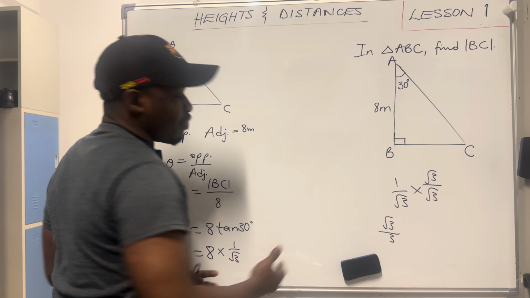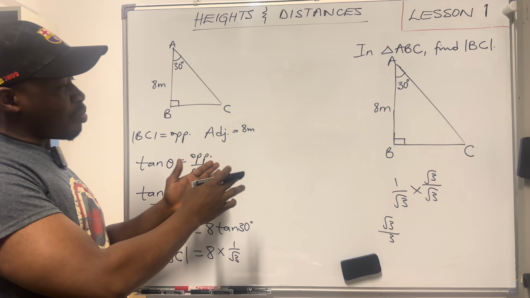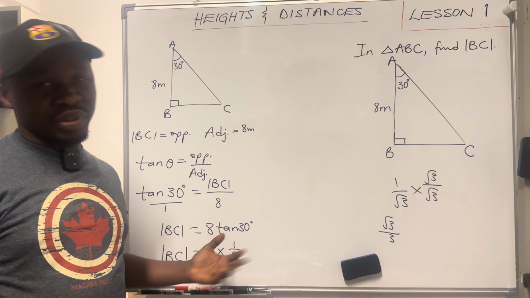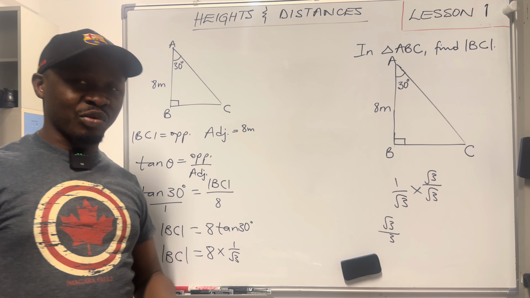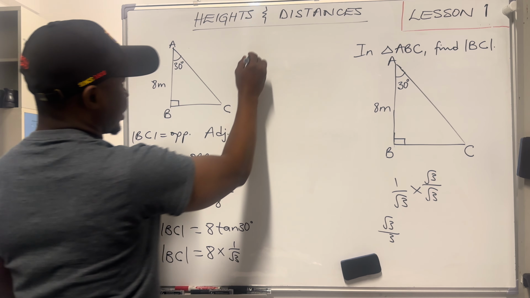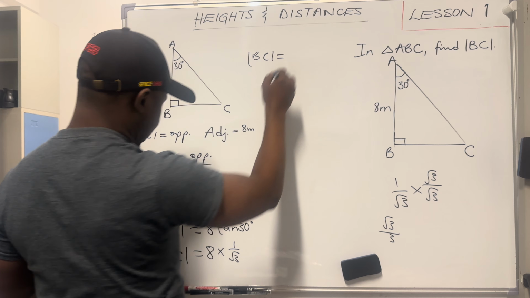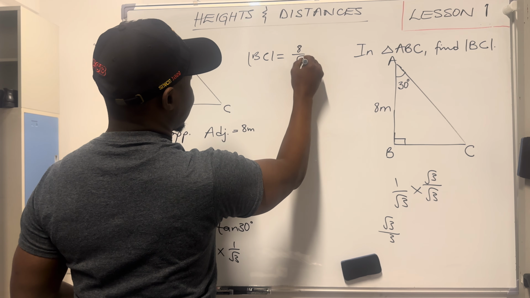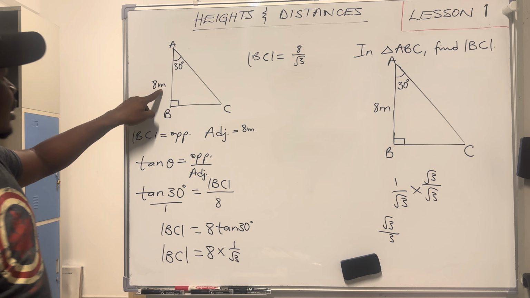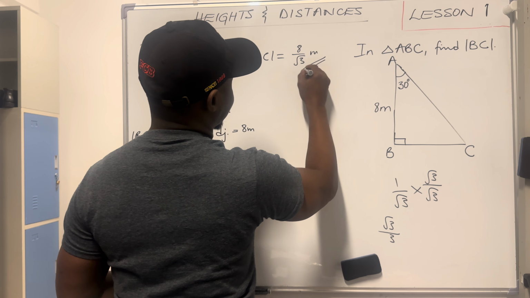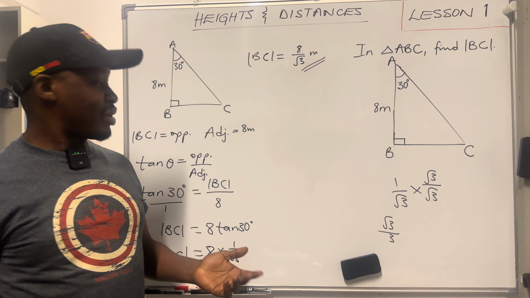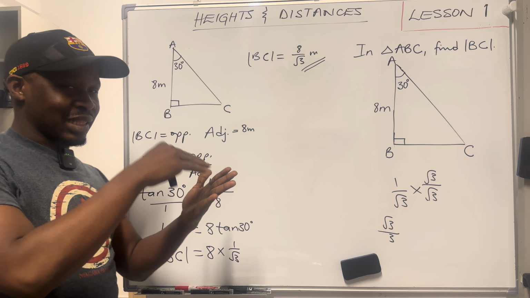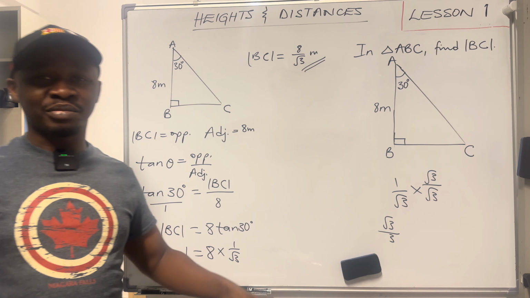Most times when solving question papers on problems like this, if you are not given a condition, you can just work with this one, using the calculator, no problem. So BC is equal to 8 times 1, which is 8 over root 3. The unit here is meters. If you want, you can use the calculator. You don't even need to come to this. Just go to the calculator and enter 8 times tan 30. It will give you the answer directly. No problem.